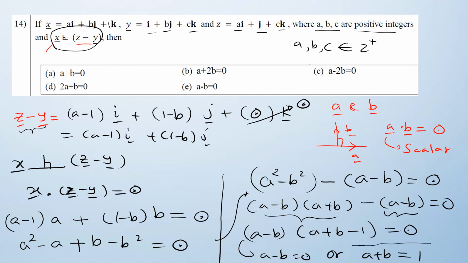Since we consider only the positive integers for the unknowns a, b, c, a plus b can't equal 1, since those are positive integers. There are no positive integers whose summation becomes 1. So this is incorrect. We have only this under the given conditions. That is, there is only E. So the answer is only E.